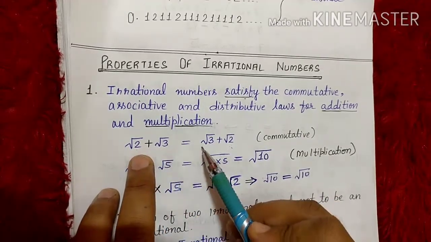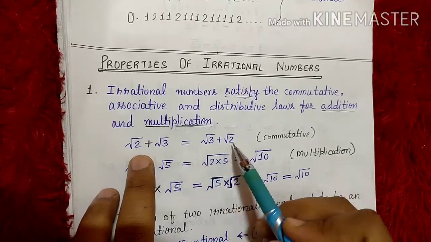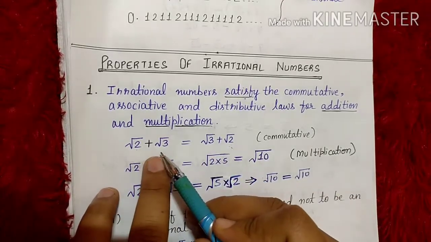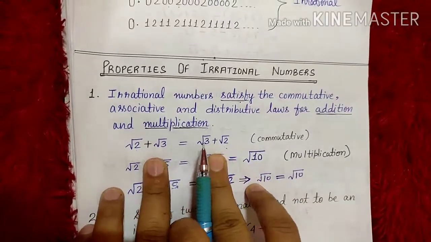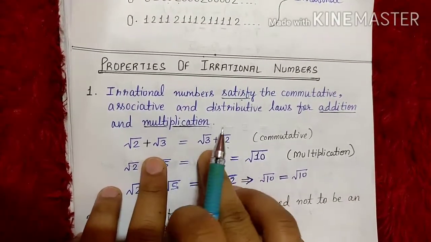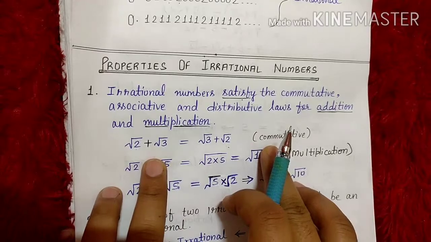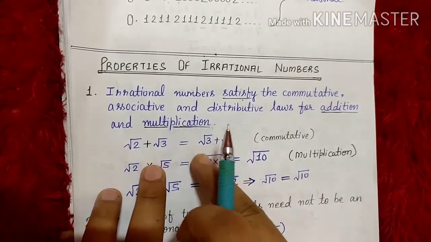So it will not change the result if I change the order. It will remain the same, root 2 plus root 3, root 3 plus root 2. The same will give the same answer. This is called the commutative property. So here the rational numbers satisfy this property.